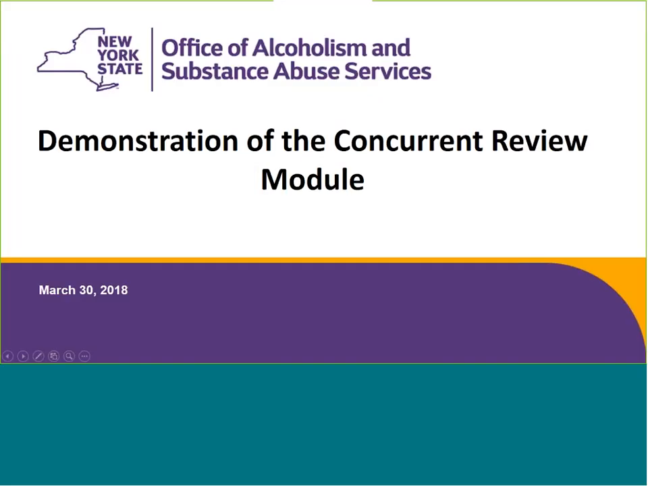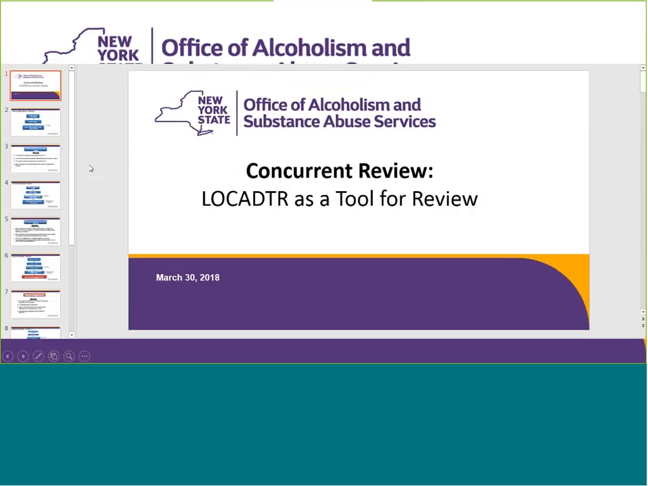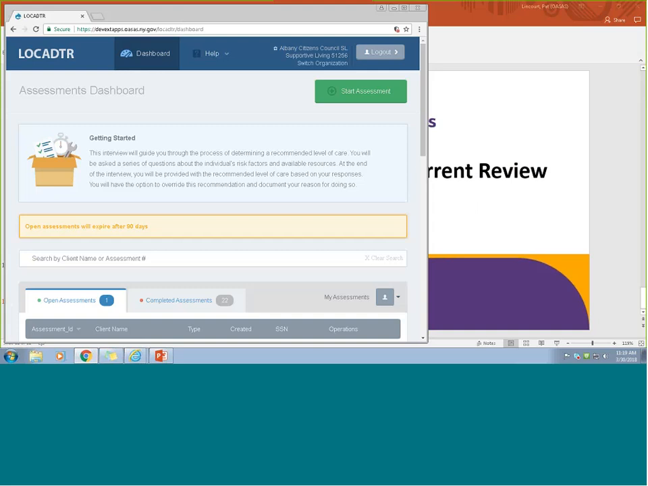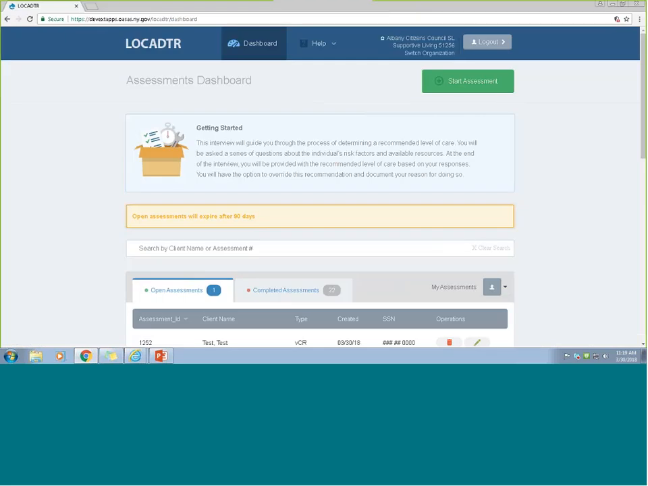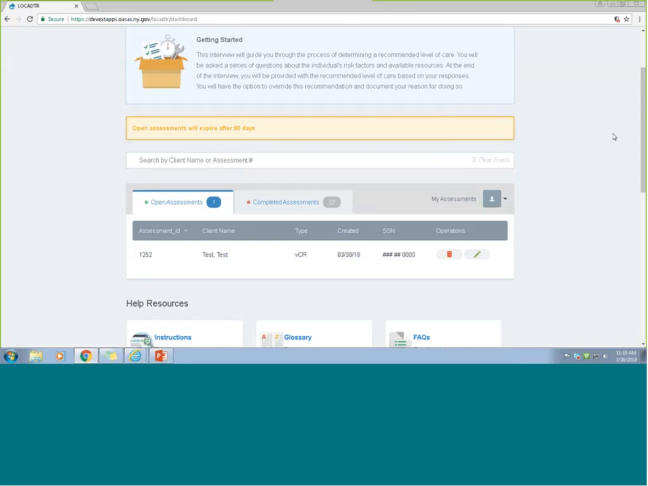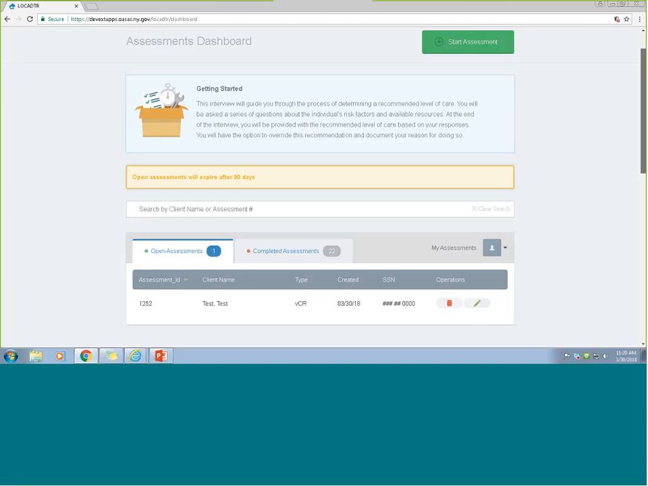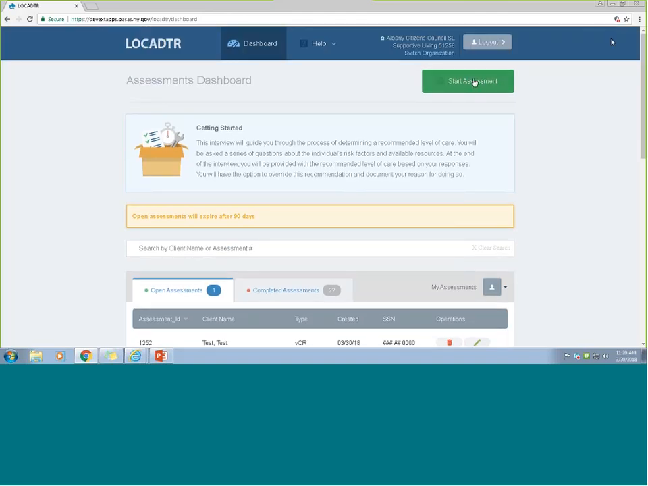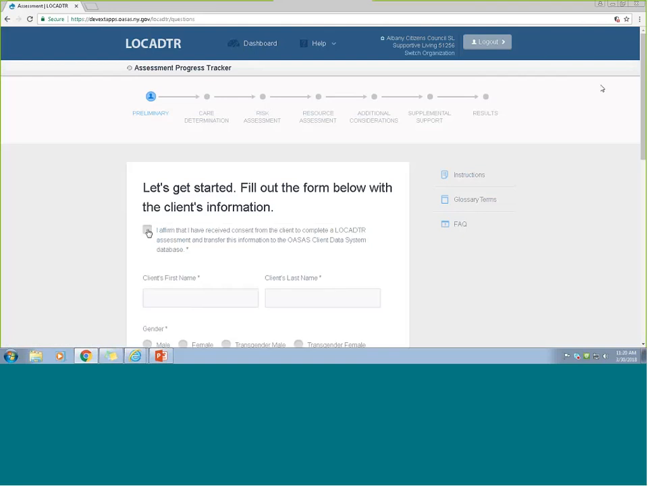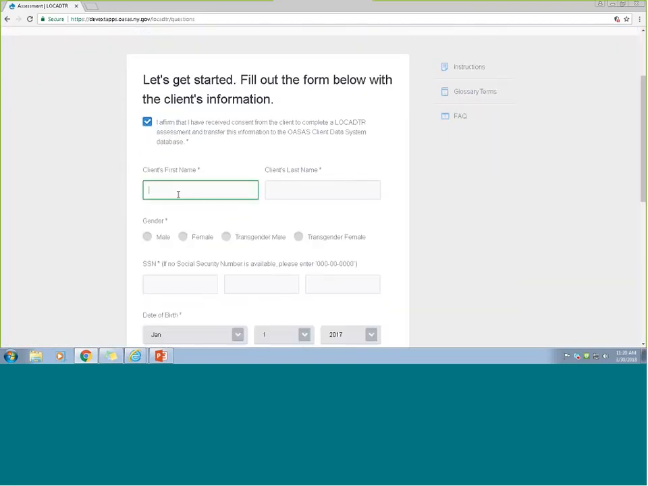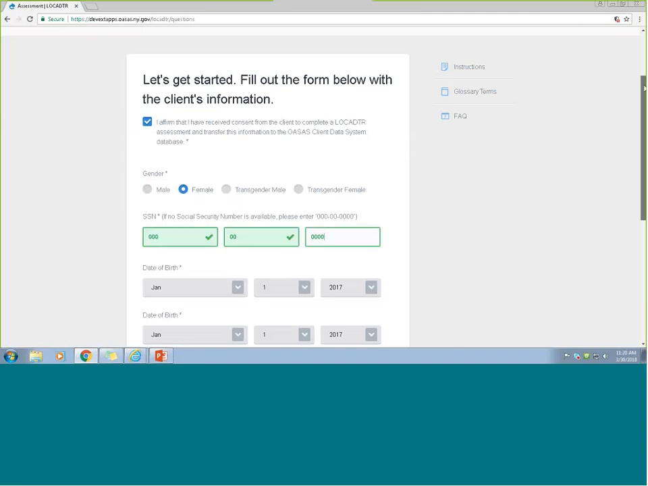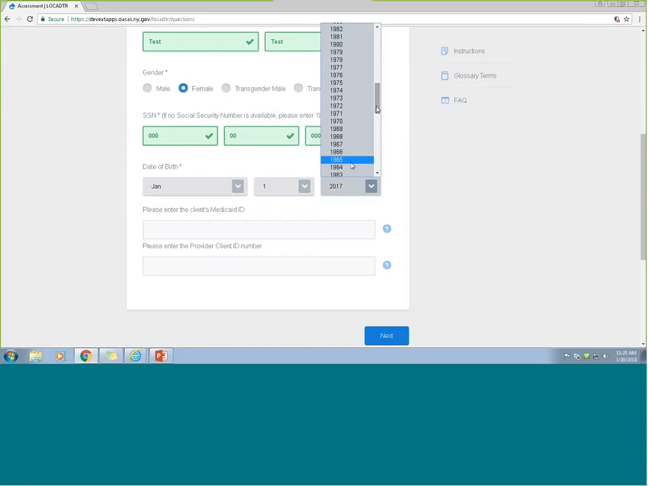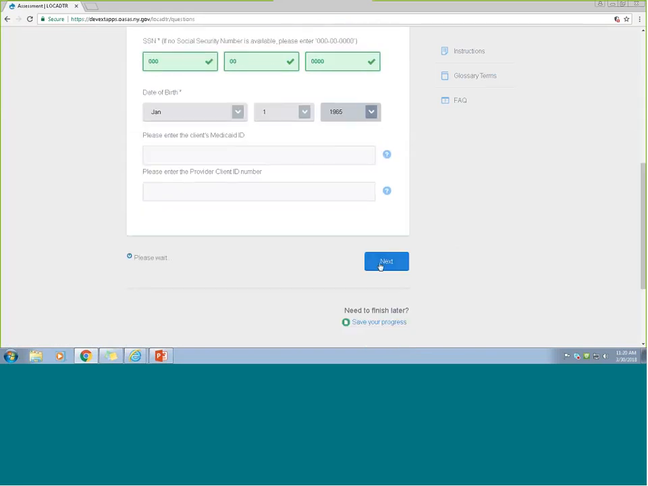Now we're going to go ahead and walk through an example in the system. Since the system's been open and up and available since December 1st, some of you may have already seen the Concurrent Review Module. With that, you'll know that you have the same patient identifying information screen as appears in the original Locator 3.0. The tool is set up similarly in that it's a matter of pointing and clicking, and you have pull-down menus you can use to respond to questions.